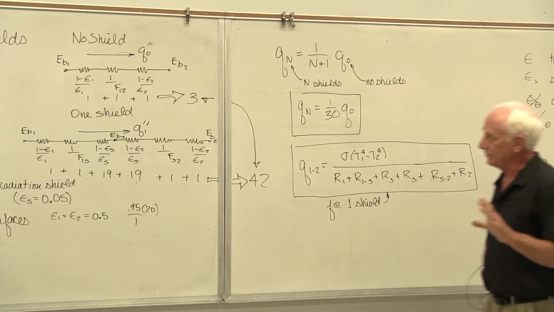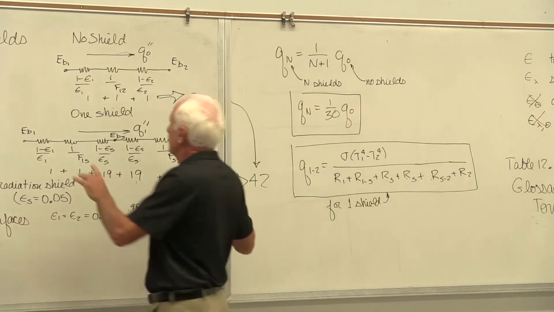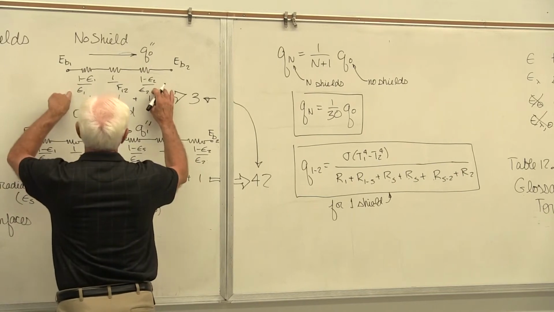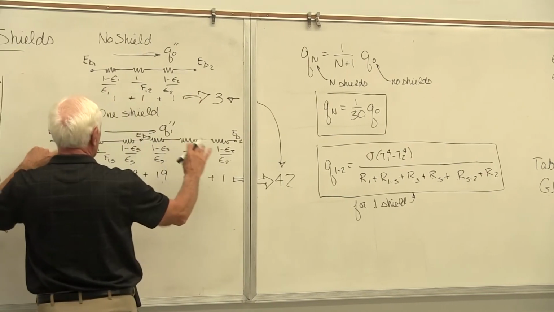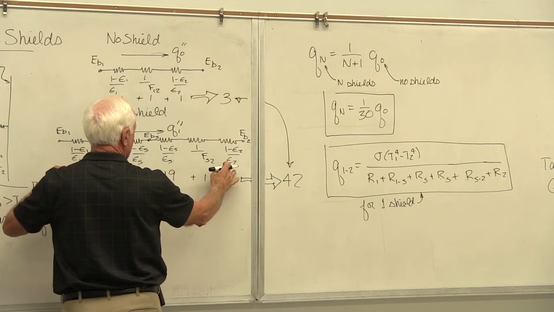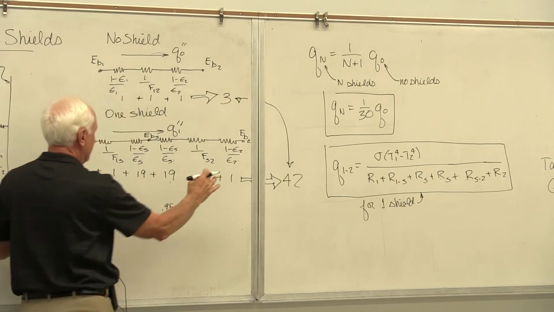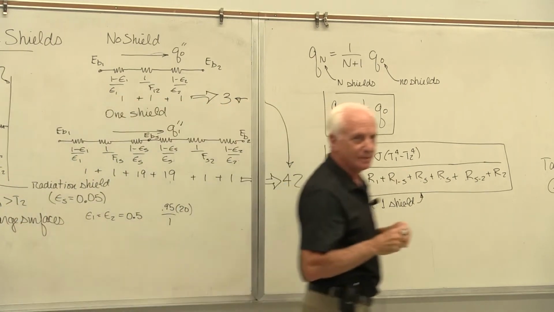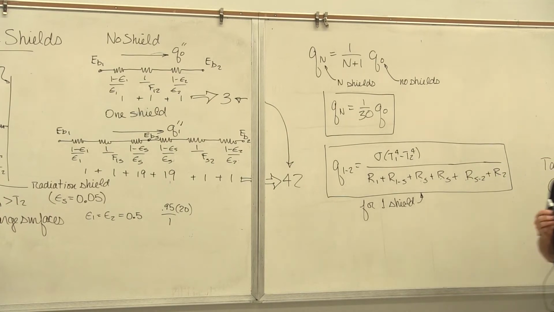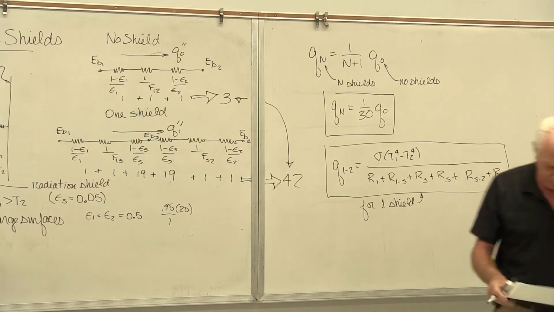Now, don't forget too, with no shields, do you have these two guys in here? Yes. One shield, these two still in here? Yes. 30 shields, these two still in here? Yes. They're always in there. All right, so that'll allow you to do the homework problem 1356.